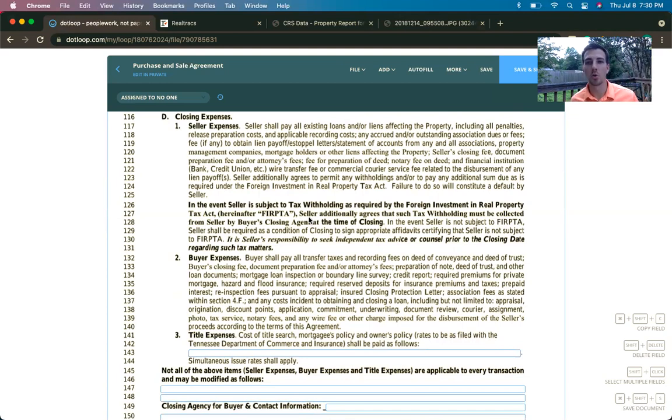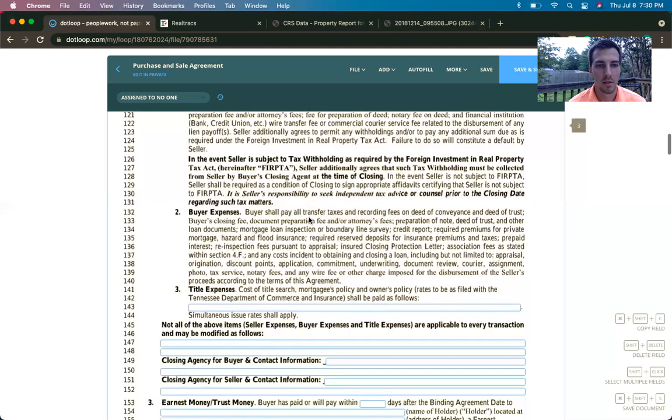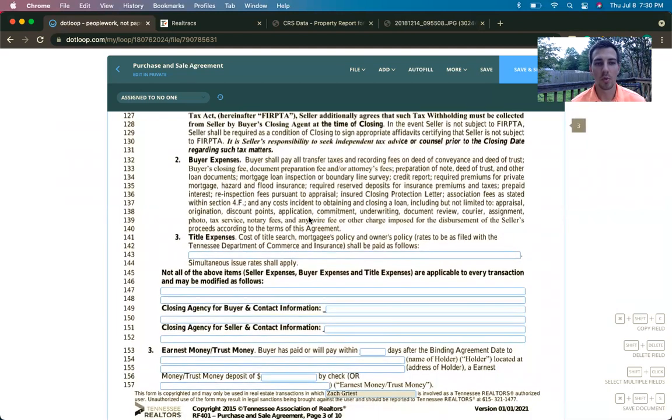All right, moving on to closing expenses. So you can read through lines 117 through 125. This is what the seller will pay at closing. Lines 132 through 140, that's what the buyer is going to pay.